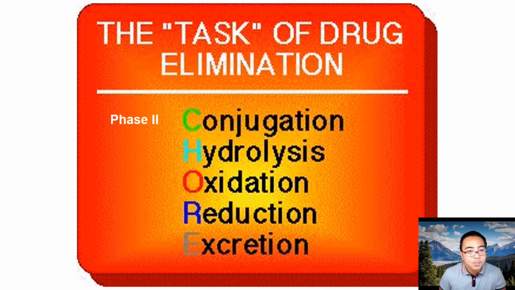Conjugation is part of the phase 2 metabolism, wherein we add conjugates to our drugs to make them water soluble. Before anything else, the primary job of metabolism is to make compounds or chemicals water soluble. Purely water soluble. Don't get me wrong, they make them purely water soluble.